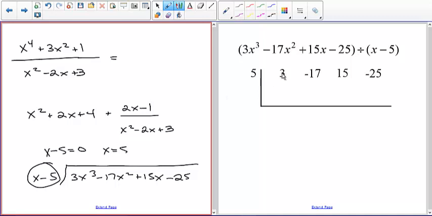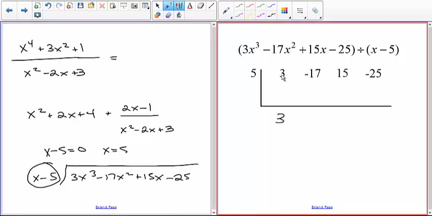Okay, so bring the 3 down. 5 times 3 is 15. Negative 17 plus 15 is negative 2. 5 times negative 2 is negative 10. 15 plus a negative 10 is 5. 5 times 5 is 25. Add those together, you get 0. Okay, so the remainder is 0. So one thing we can say is this is a factor of that.